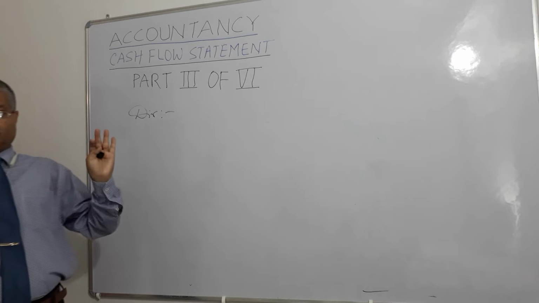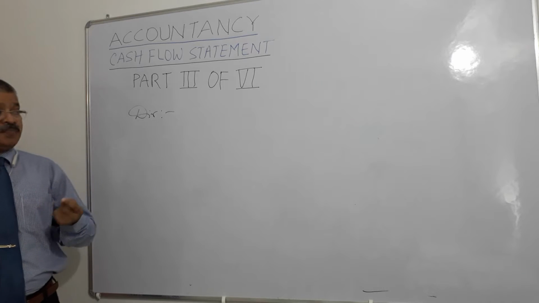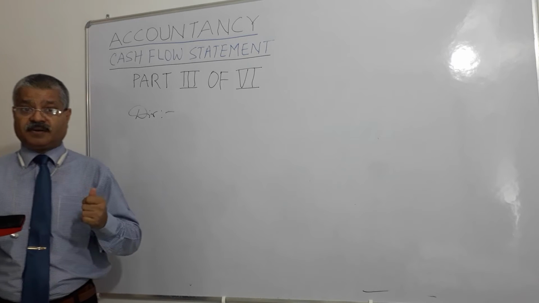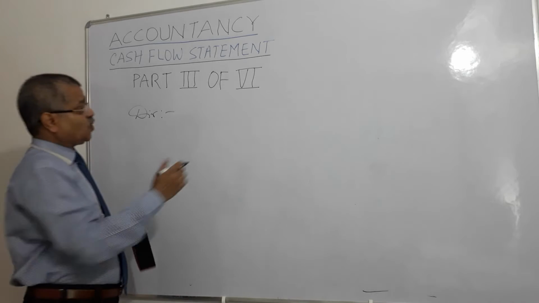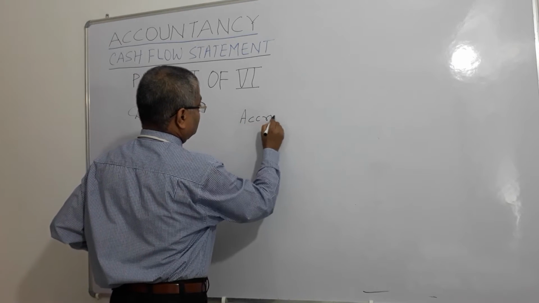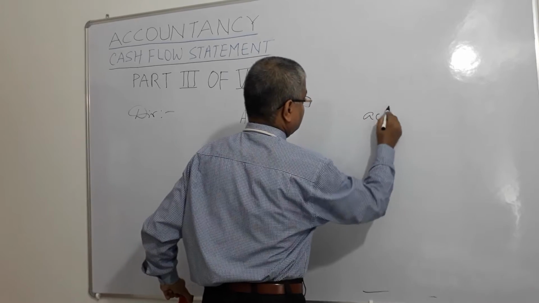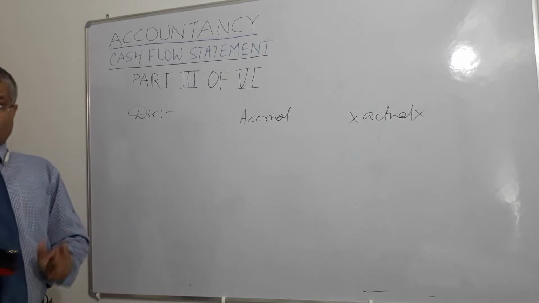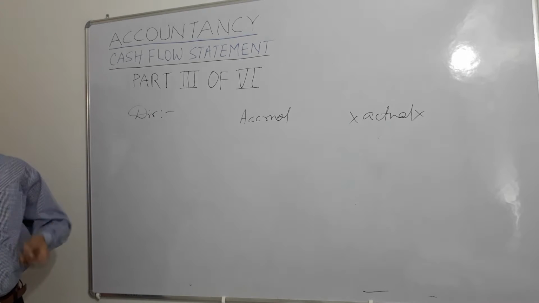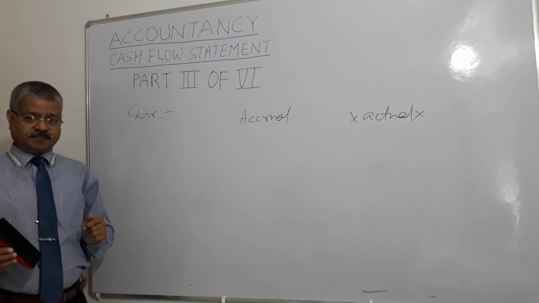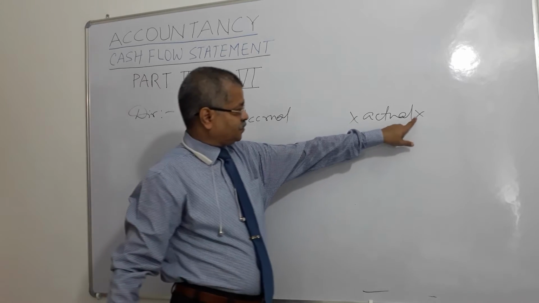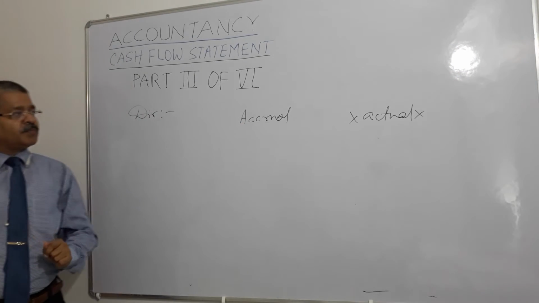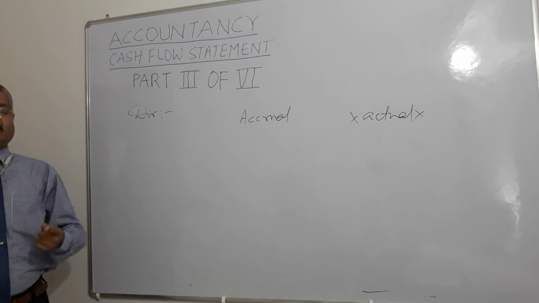Under direct method, it is important to note that various items of income and expenses in the profit and loss statement are recorded based on accrual method, not on actual method, right? So when we are not recording on the basis of actual and we are recording on the basis of accrual, then we need to make certain adjustments.